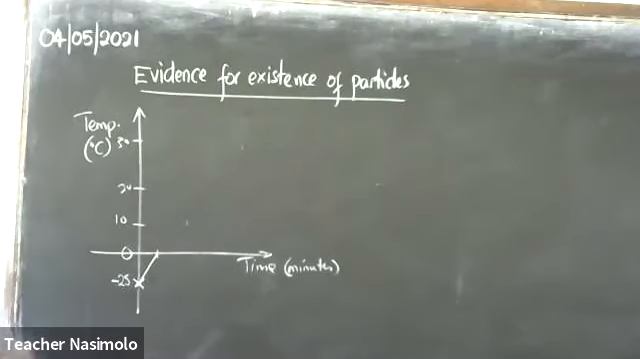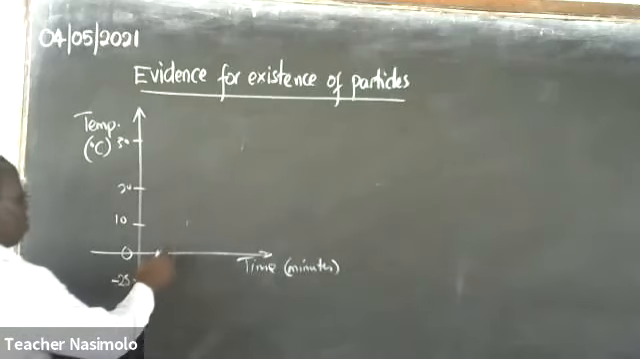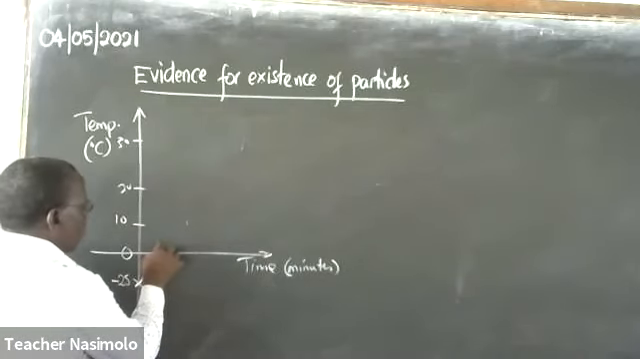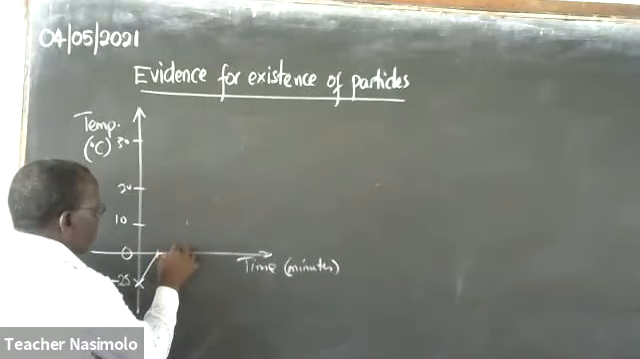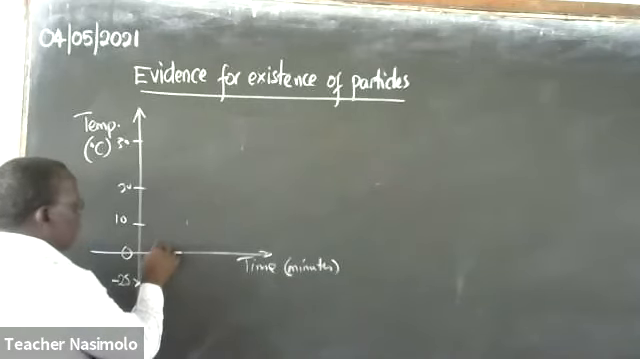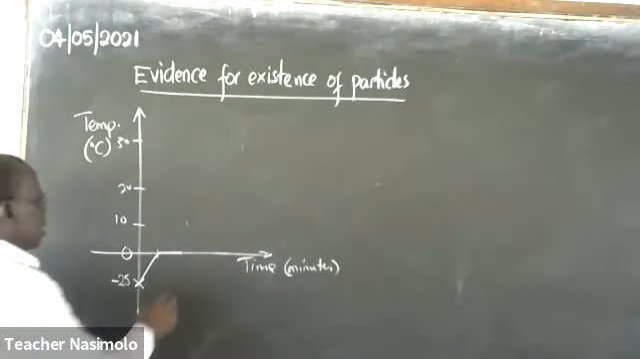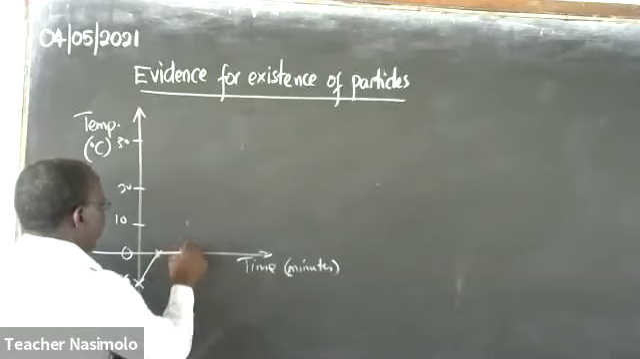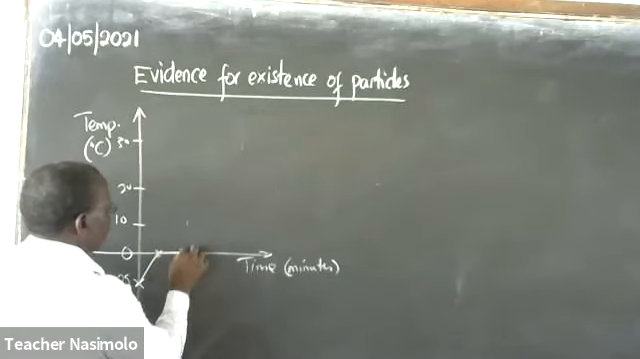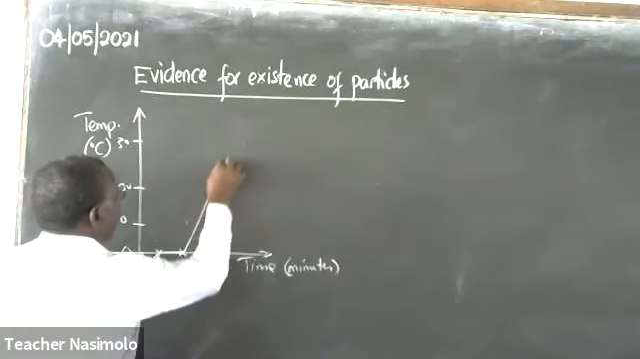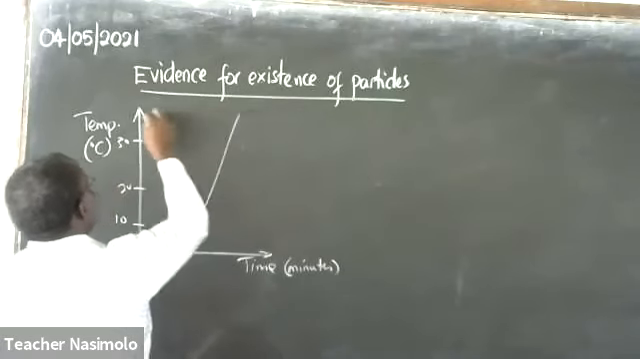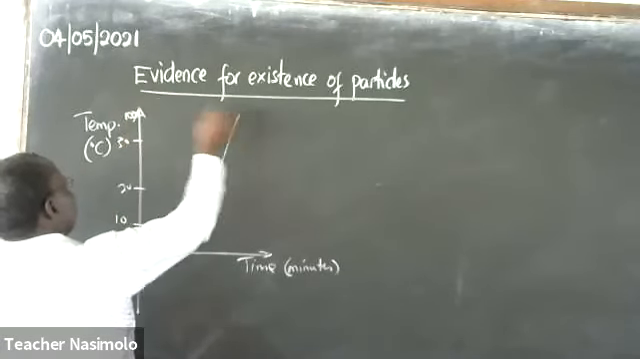Now, at 0 degrees centigrade, what happened? We saw that there was no change in temperature. The temperature remained constant for some time until all the ice had turned into liquid. That is when the temperature again began to rise. The temperature rose until it reached about 100.